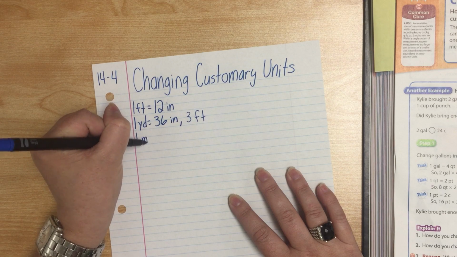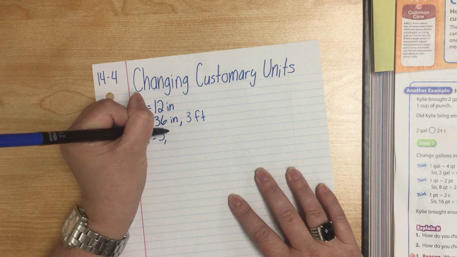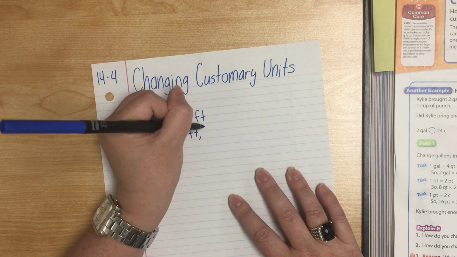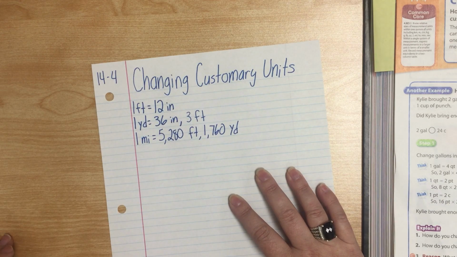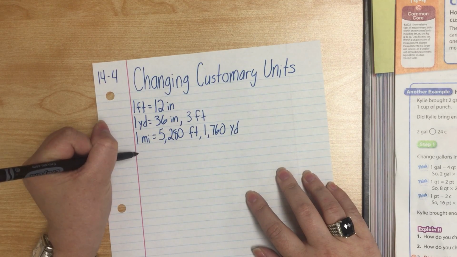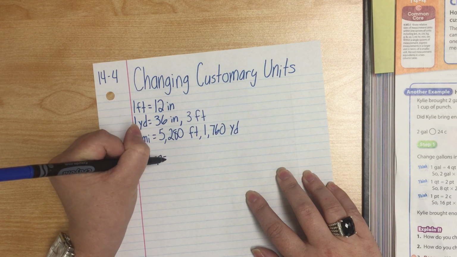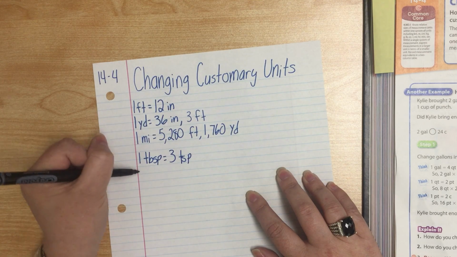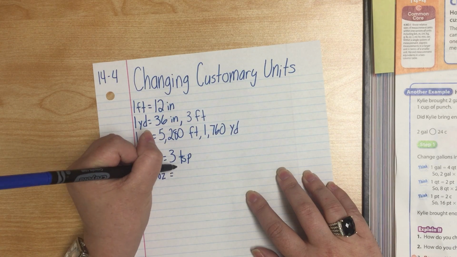1 mile is 5,280 feet, or 1,760 yards. You need to also know 1 tablespoon is 3 teaspoons. 1 fluid ounce is 2 tablespoons.